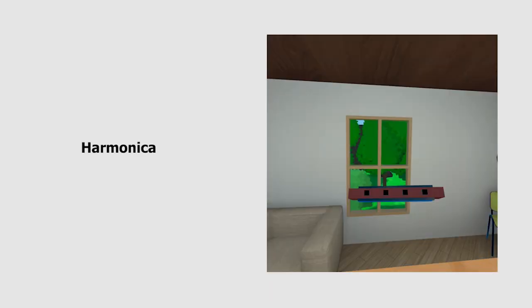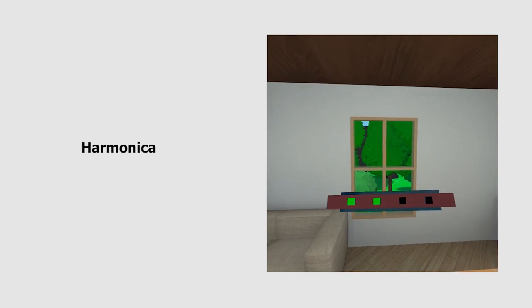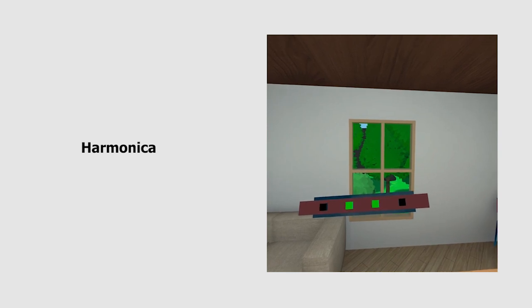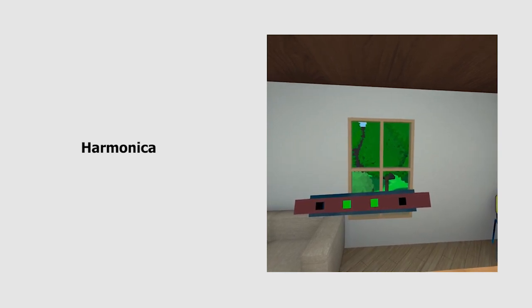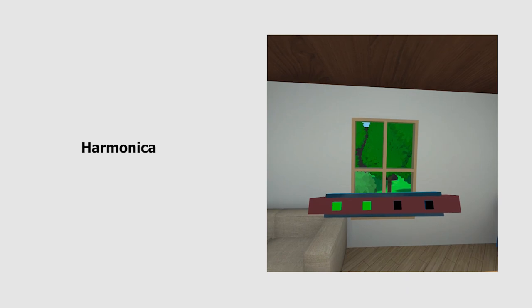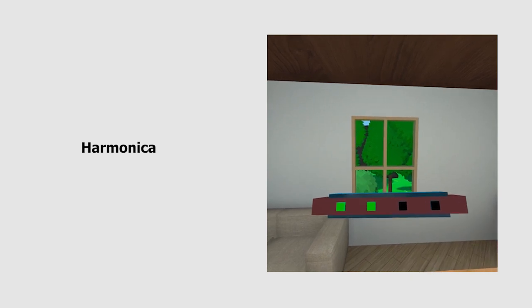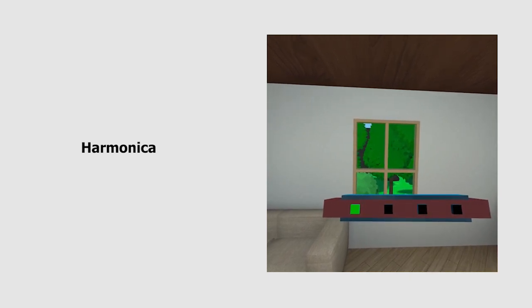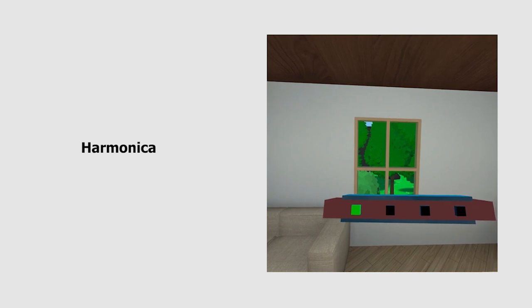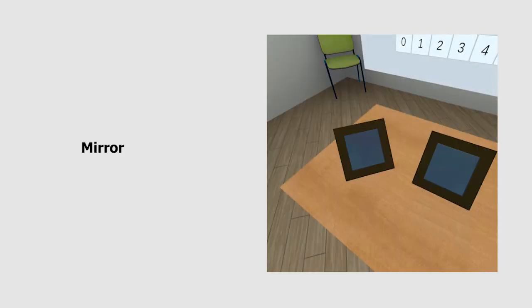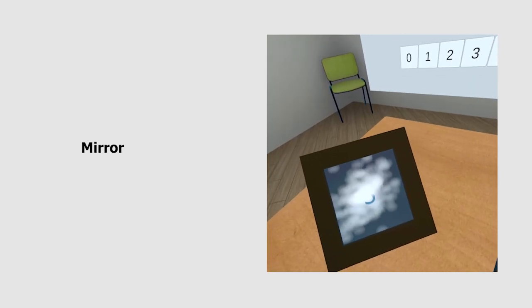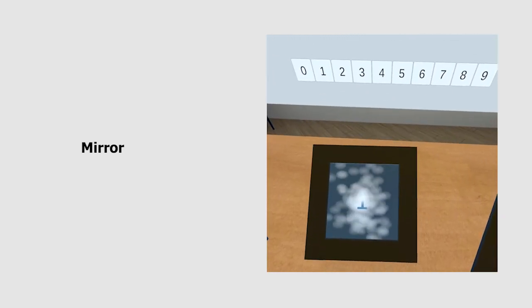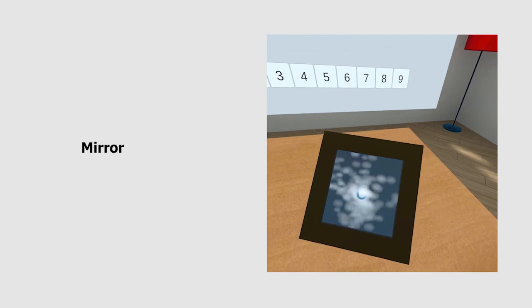Harmonica. Users inhale and exhale to play a wind instrument. The application provides a perceptible resistance when users interact with the instrument. Mirror. Users move towards mirror-like surfaces and softly exhale to reveal numbers, demonstrating the precision and robustness of the AirRes mask.